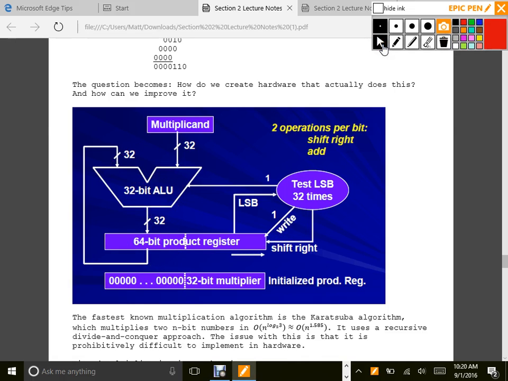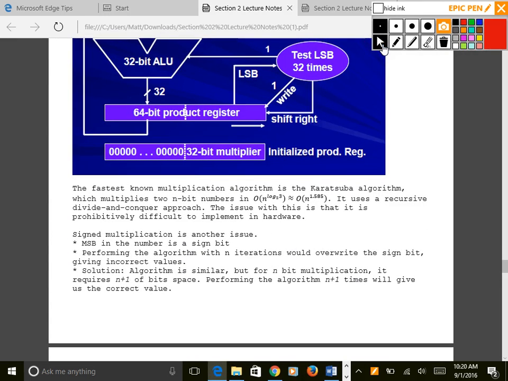So how does this actually work in an algorithm? I did add a little note here. This is not something you'd need to know on an exam, but for those of you who are planning to take an algorithms course, the fastest known multiplication algorithm is the Karatsuba algorithm, which multiplies 2 n-bit numbers in big O of n to the log 2 base 3, or n to the 1.585, which is, of course, faster than n squared.